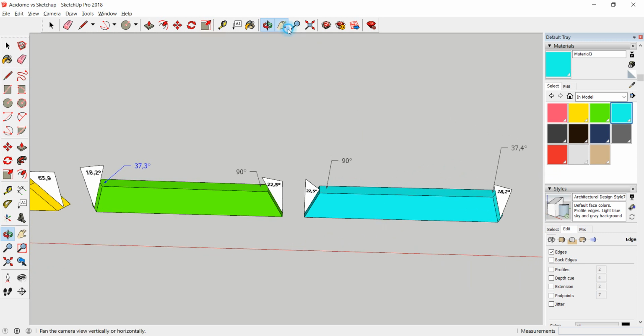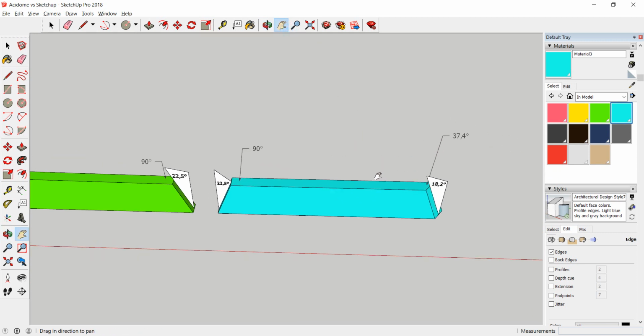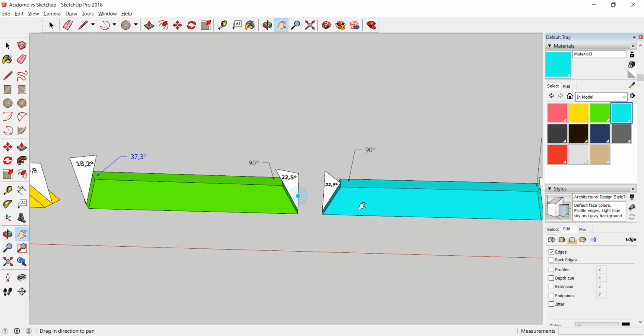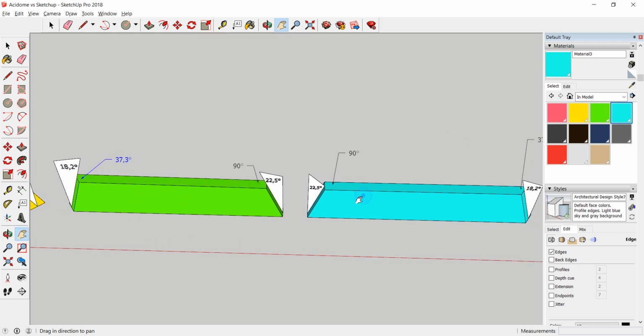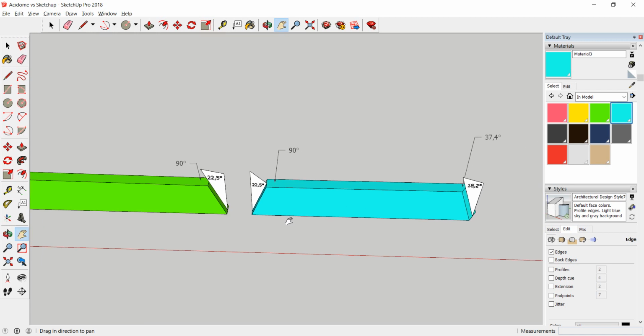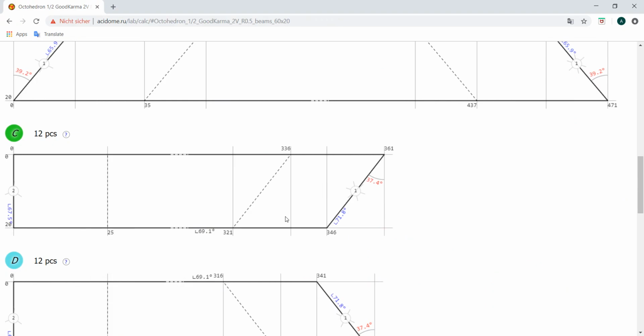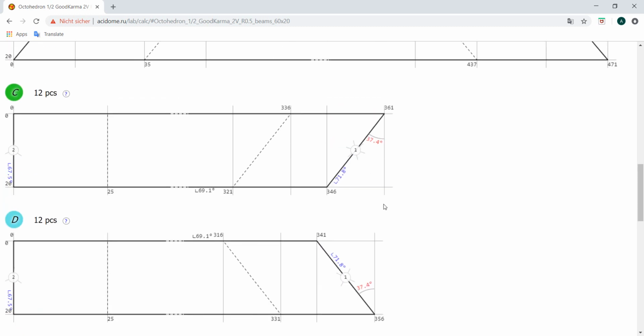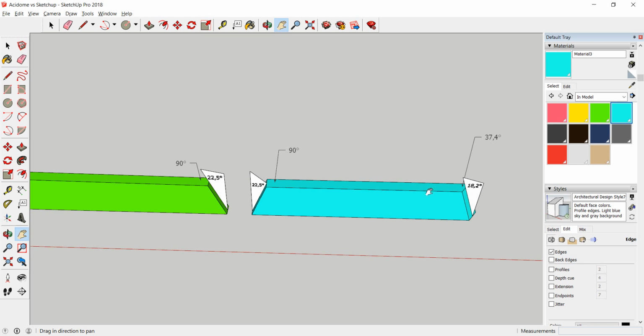Okay, so next one is a blue one, and it's again the same. It's very similar to the green one. So let's check it out. So here, as we can see, they're identical. They're exactly identical and match my measurements.